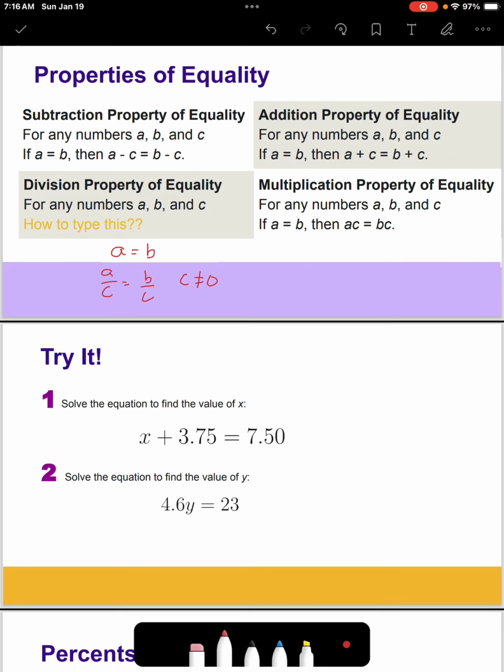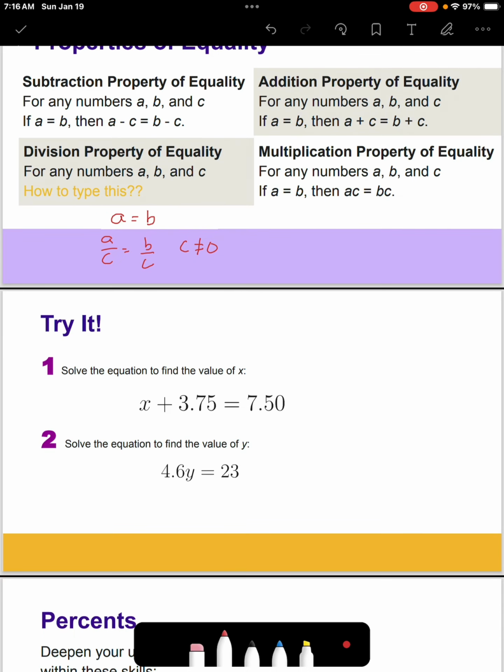So let's try it. Let's solve this equation: x plus 3.75 equals 7.50. If I apply the subtraction property, I can subtract 3.75 from both sides. So then I get x equals 7.50 minus 3.75. And I get 3.75 for my answer.